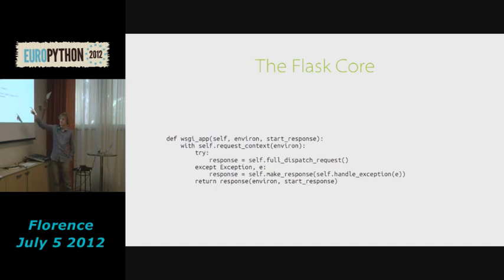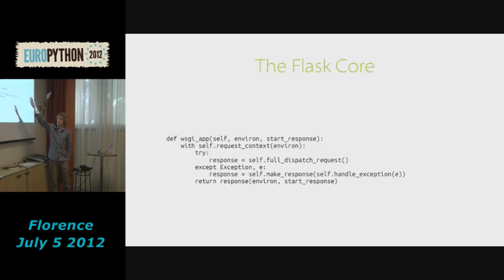If the execution fails, it makes a response out of the exception handler's return value. And then it executes the WSGI app. And the response object that comes back is actually just another WSGI app. So you can nest them arbitrarily if you want. You could, for instance, return a WSGI application from your view function in Flask if you want. So this is basically how the core of Flask still works.